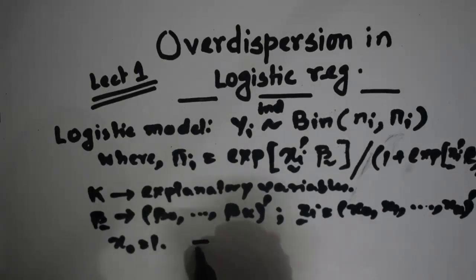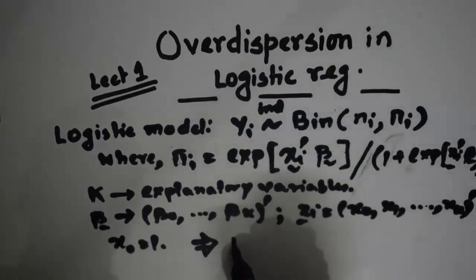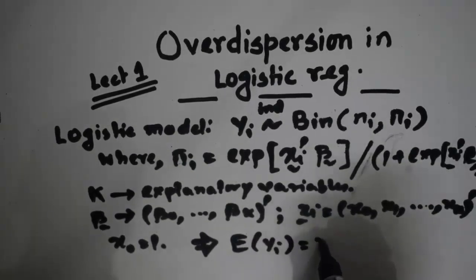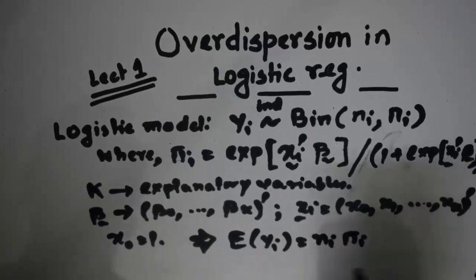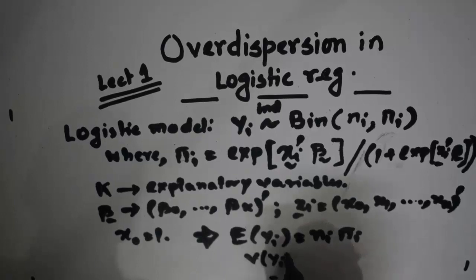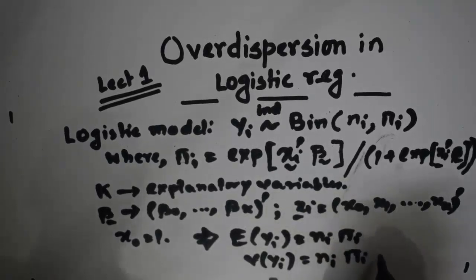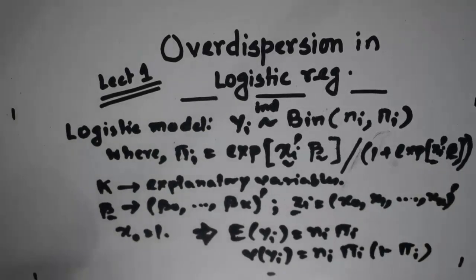So since yi follow binomial ni pi i, then expectation of yi is equal to ni pi i and variance of yi equal to ni pi i (1 minus pi i).